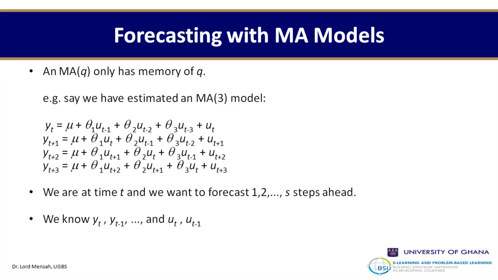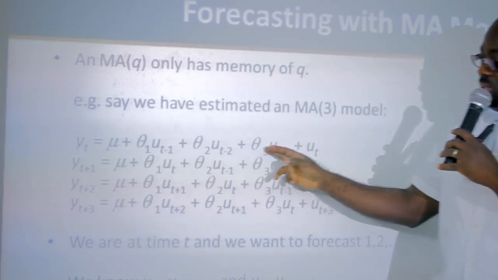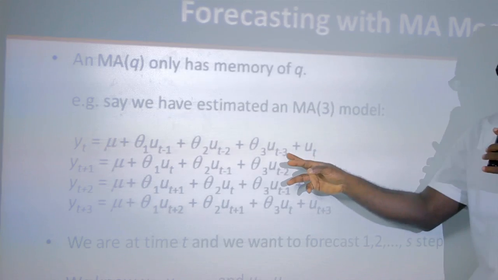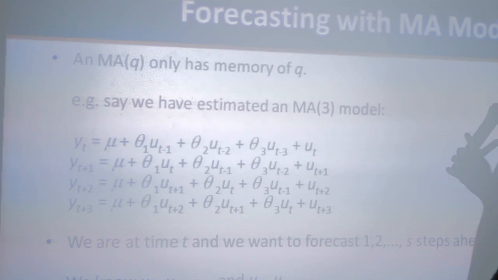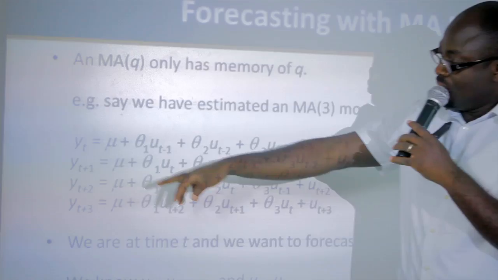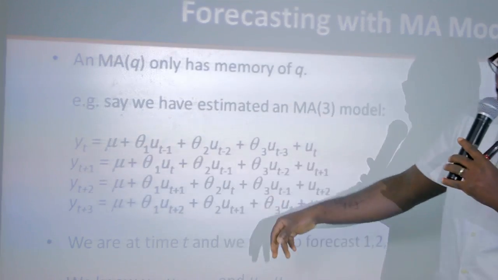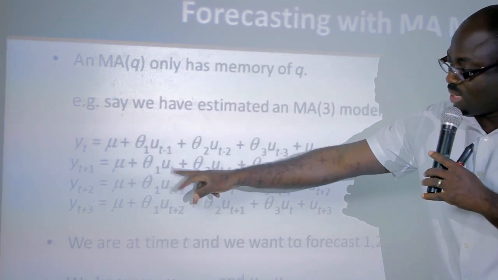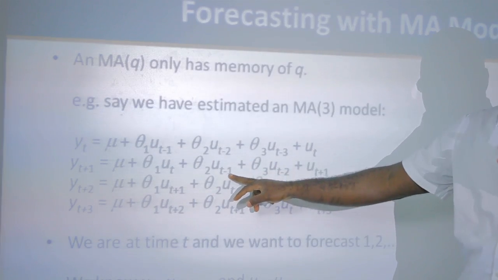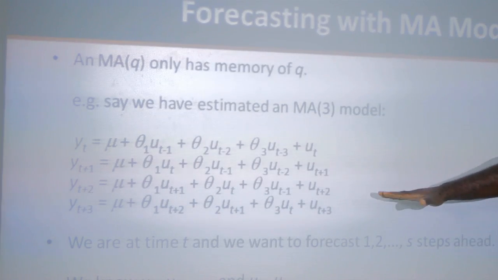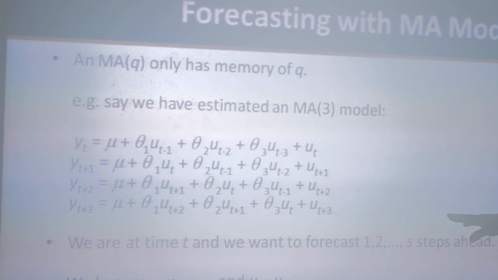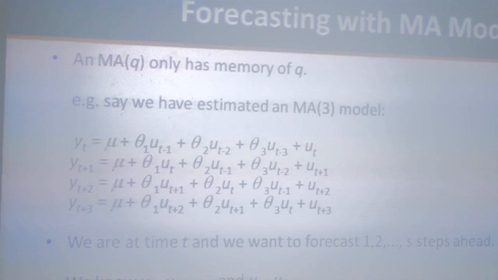So as you can see, if we take MA(3), we can have the series being of that form. Realize that the series depends on the average and then what? Some noise. But the noise has some lags. And then if you shift the time forward, you see that we have plus one and then minus one. So plus one, that will be T, and then plus one, that will be T minus one. So we keep on shifting the time forward in all the series. And we are at a time T, and we want to forecast one, two, up to S steps ahead.